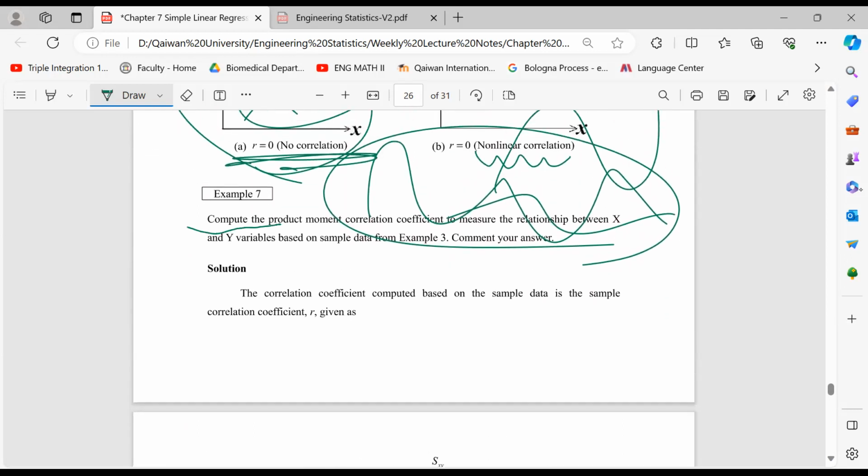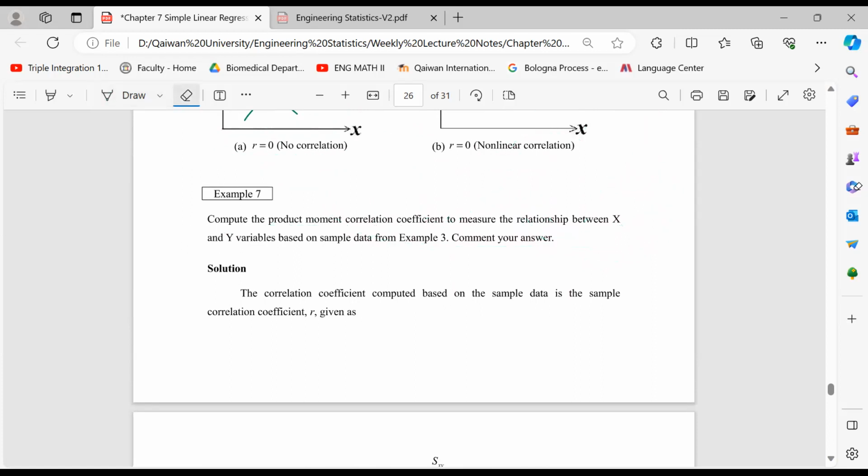Now we have an example. It says compute the product moment correlation coefficient to measure the relationship between x and y variables based on the sample data from example 3. Comment on your answer.